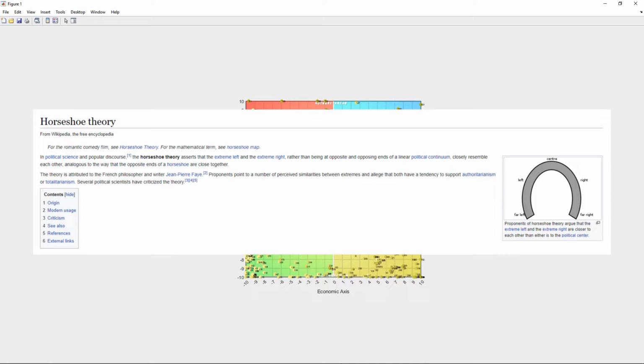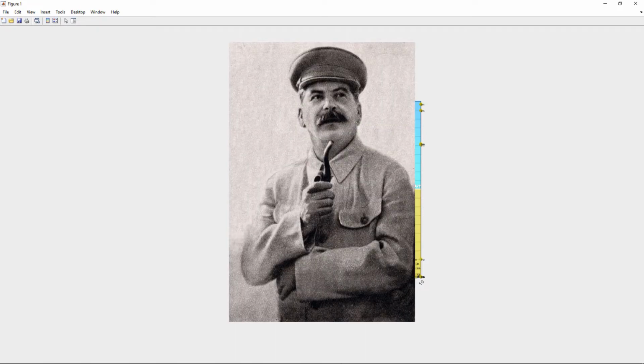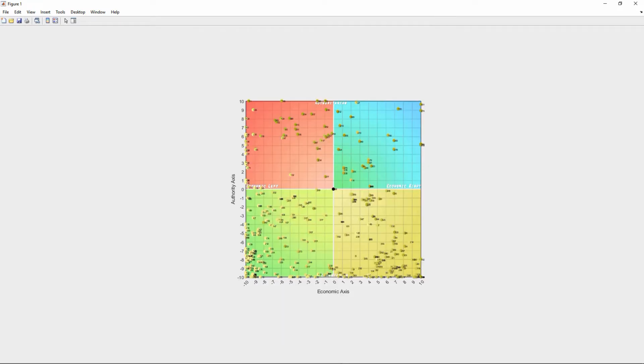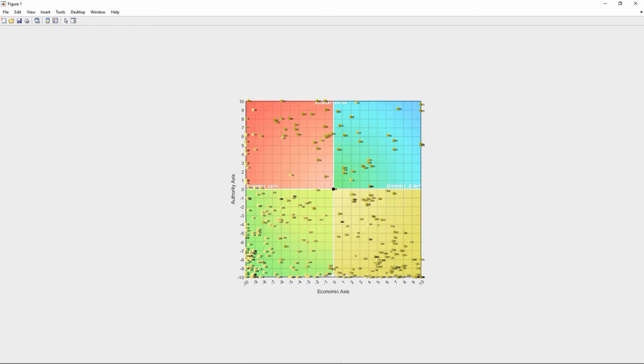So when we say left and right, when we're referring to horseshoe theory, who's on the far left? Is it Joseph Stalin, or is it Mikhail Bakunin, who are actually very different individuals? And when we're talking about the far right, who are we talking about? That will probably differ depending on where you are on the political spectrum, so I don't want to get too far into it. But let's just go ahead and talk about what the data suggests.